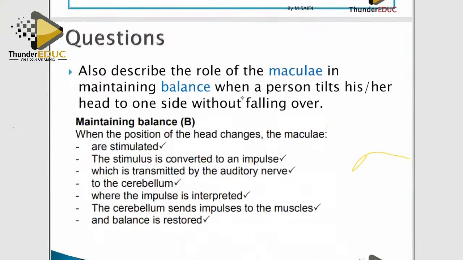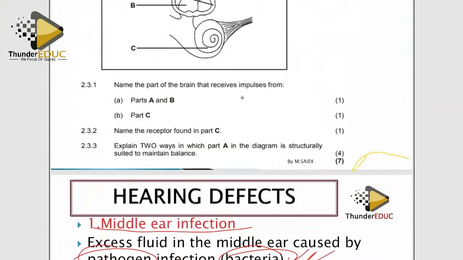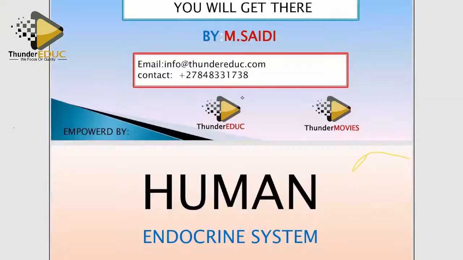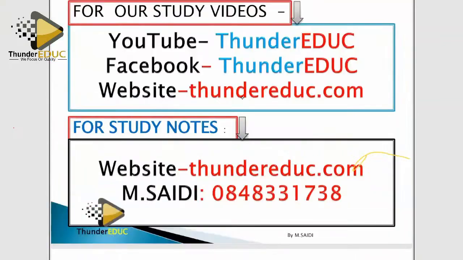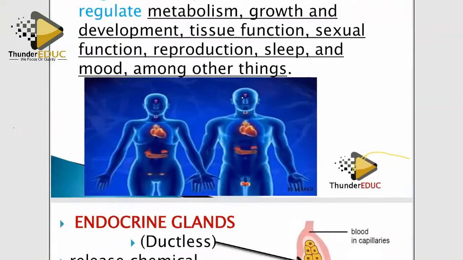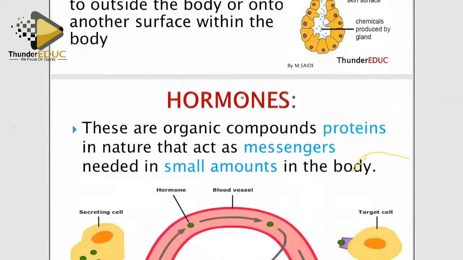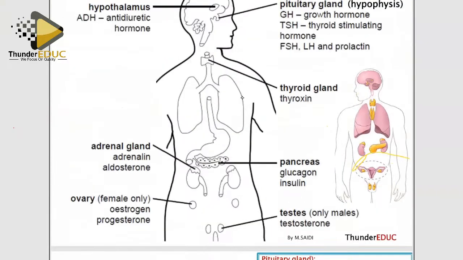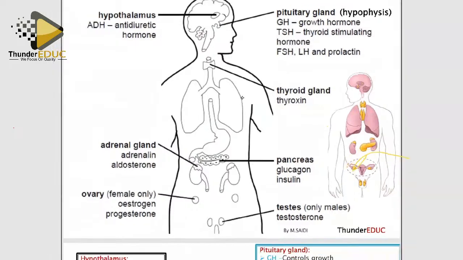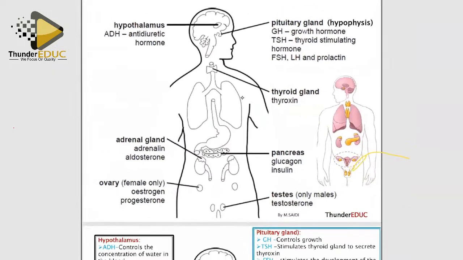So, guys, I think that is it. That is the ear. The next topic is supposed to be the human endocrine system. I'm going to give you homework on this. What is the endocrine system? Hormones. So we need to know this. There is nothing new I'm going to talk about here.